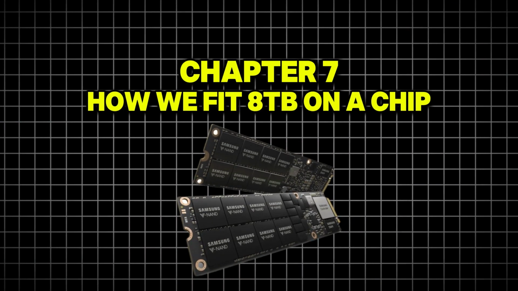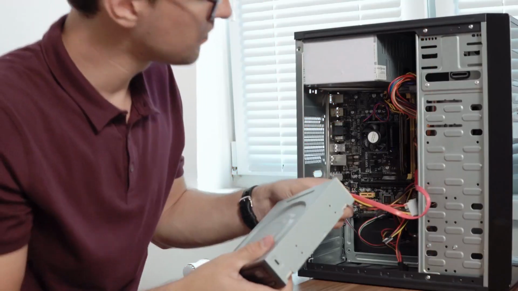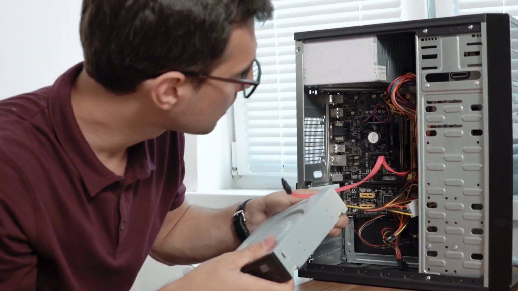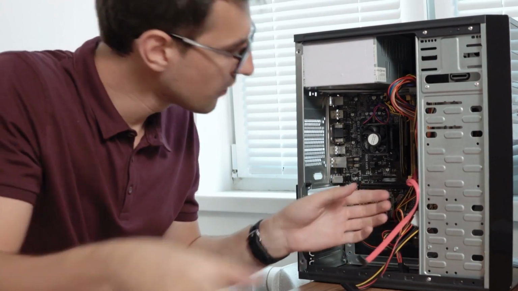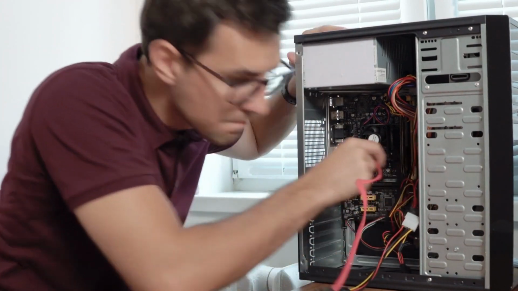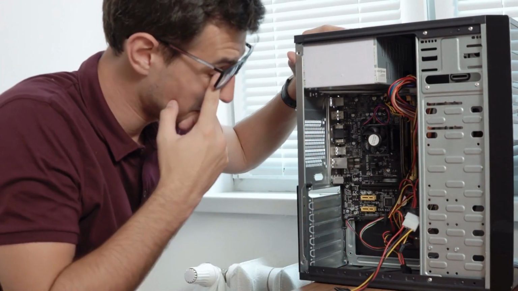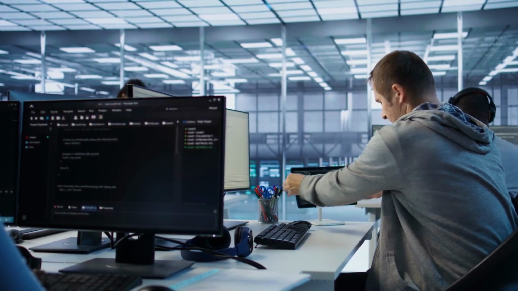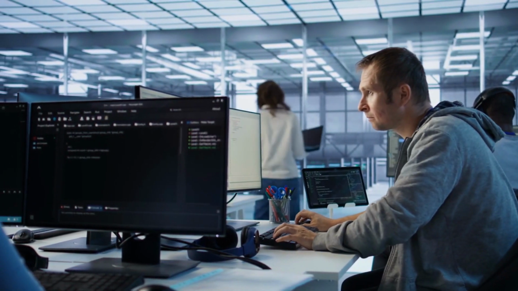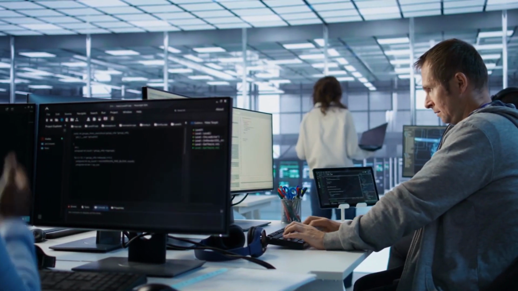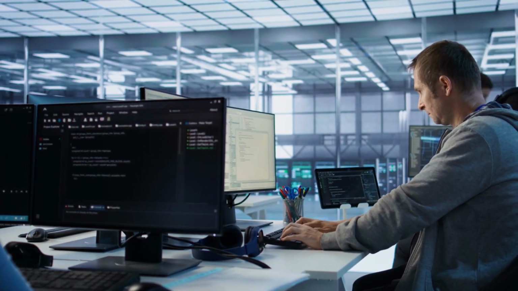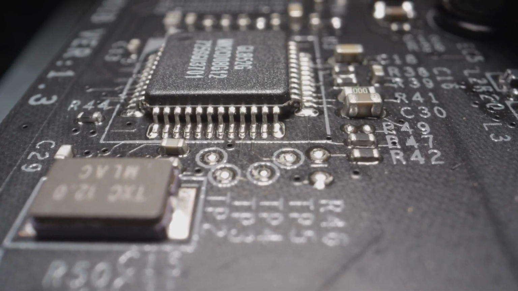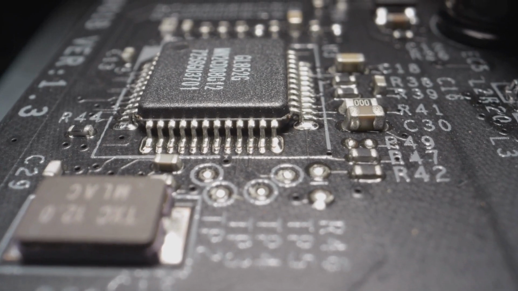Chapter 7. How we fit 8 terabytes on a chip. So how do we pull it all together? How do we take all this science, all this engineering, and make something the size of a postage stamp that can hold 8,000 gigabytes of data? The answer is elegant and layered, literally. We start with 3D NAND stacking over 170 layers of memory cells vertically. Then we use QLC technology, squeezing 4 bits into every single cell.